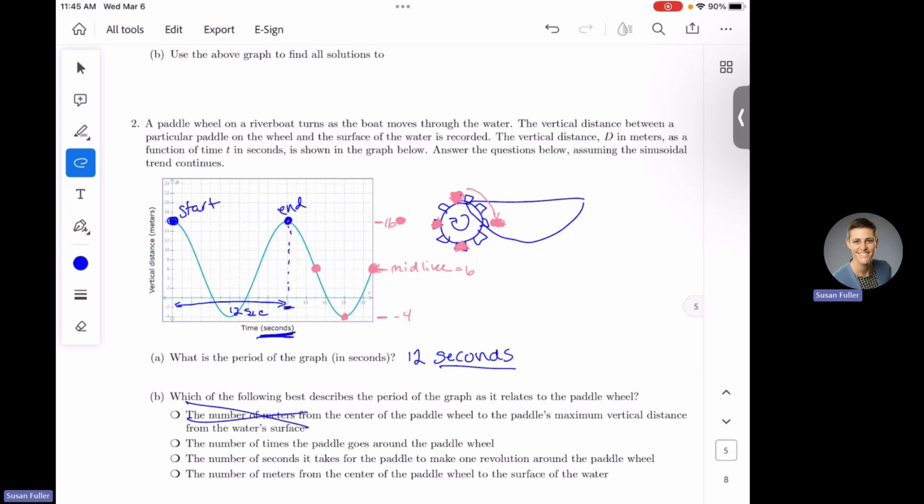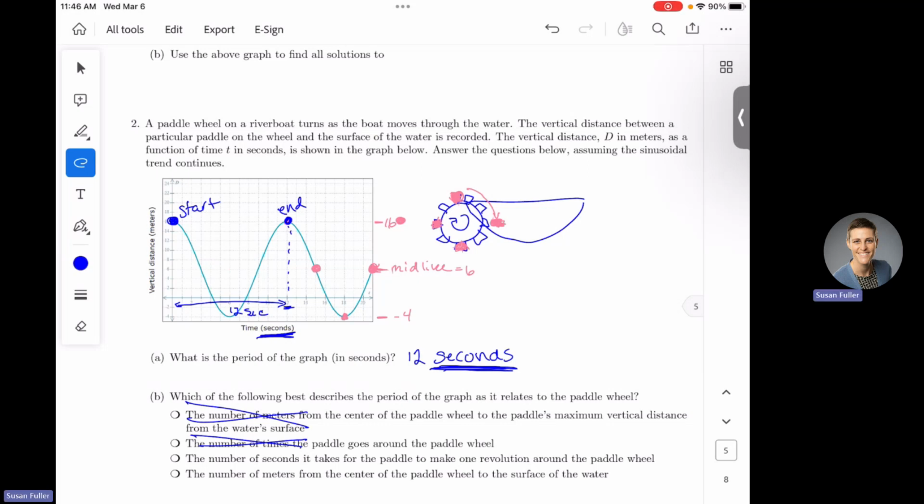The number of times the paddle goes around the paddle wheel. Nope, it's not the number of times we go around. Again, it takes 12 seconds to complete this whole pattern. So it's not a number of times, it's an amount of time. So that can't be right. The number of seconds it takes for the paddle wheel to make one revolution around the paddle wheel. Yes, right?